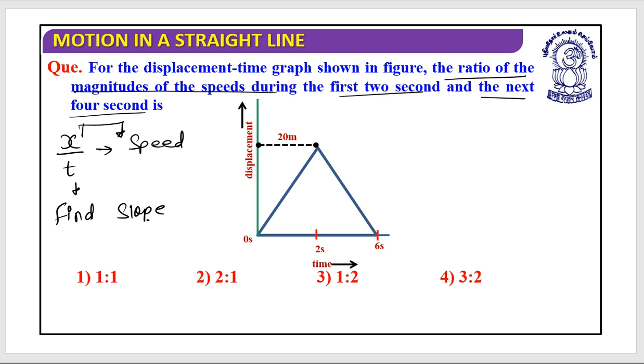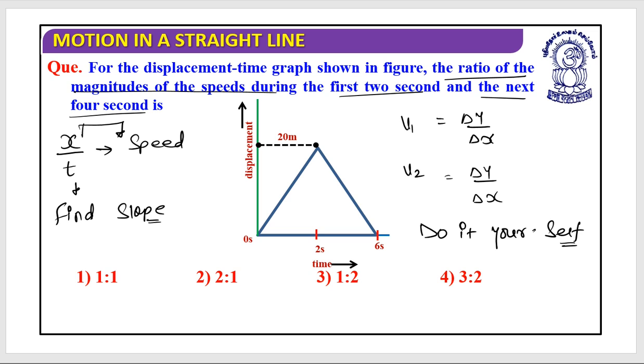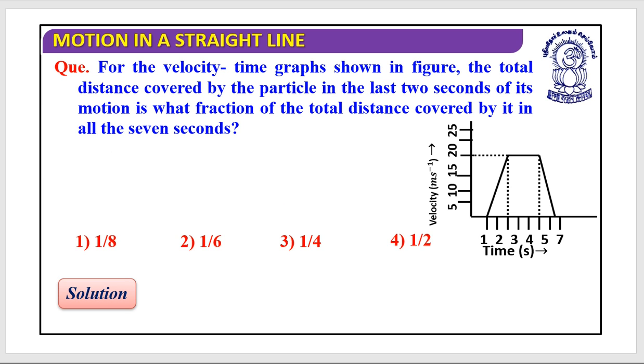So how could you find out the slope? Yes, for v1 and v2, this is delta y by delta x, and again this is delta y by delta x. Now I hope you will manage to do this. Yes, so I just write it down, do it yourself. Yes, let's move to the next question very quickly. Let's move to that.